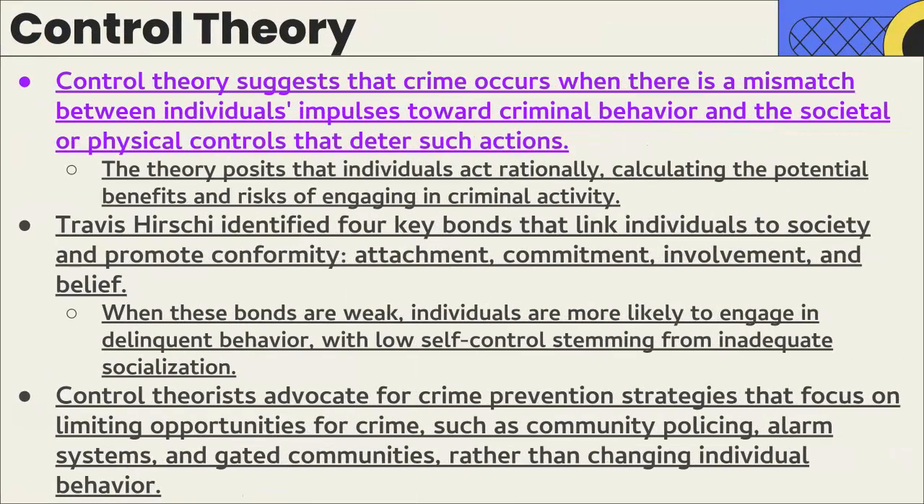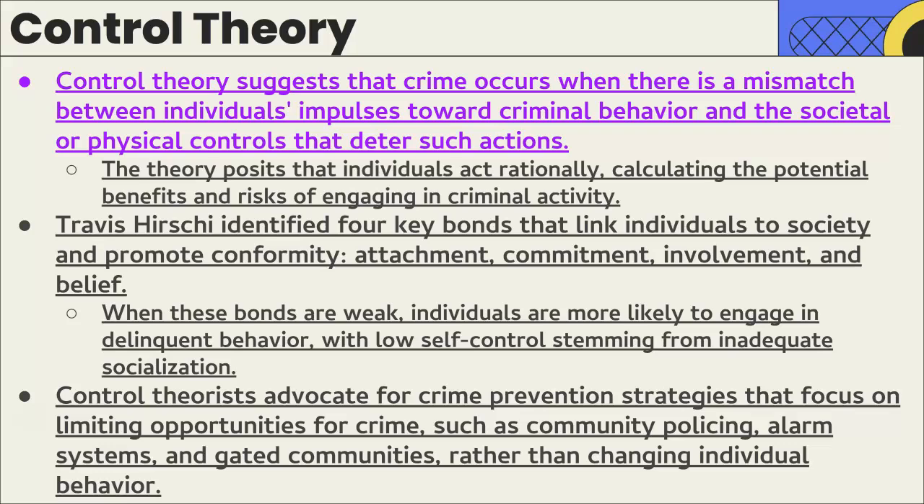Okay, so control theory suggests that crime happens when there's an imbalance between people's impulses to engage in criminal activity and the social or physical controls that prevent it. So the theory assumes that people act rationally, meaning that if given the opportunity, anyone could commit deviant acts. Travis Hirschi, a well-known control theorist, argued that people are naturally selfish and make decisions about crime by weighing the risks and rewards. In his book, Causes of Delinquency, released in '69, he identified 4 key bonds that help maintain social control and prevent deviance: attachment, commitment, involvement, and belief.